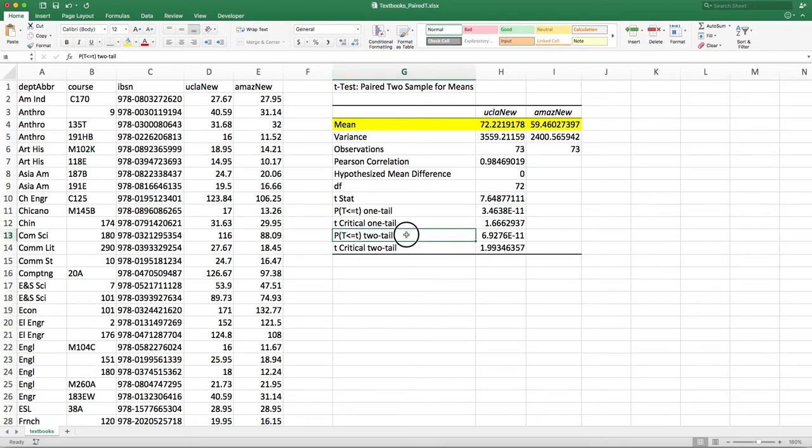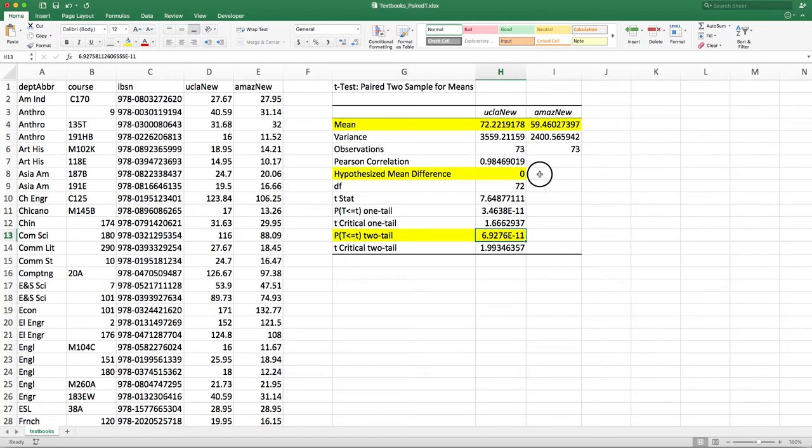And if we look at the two-tailed p-value, this is the probability of finding our sample, in other words, our paired prices, assuming that the hypothesized difference was true. In other words, assuming that there was no true difference between the UCLA bookstore and Amazon, this is the probability of us finding our sample. Well, that is really, really small. In other words, this is most likely not true, because the probability of finding the sample that we found is absurdly small.